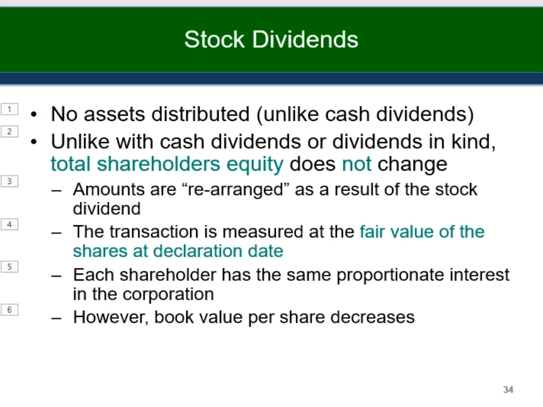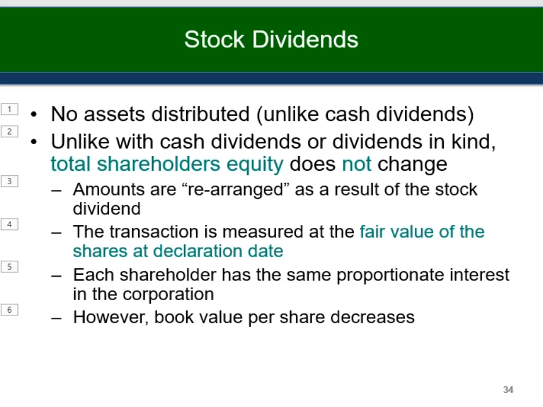A stock dividend. A stock dividend doesn't require the issue of any additional assets. A stock dividend occurs when the board of directors declares that a dividend will be paid to shareholders in the form of the company's own shares. They could be the same or a different class of shares.